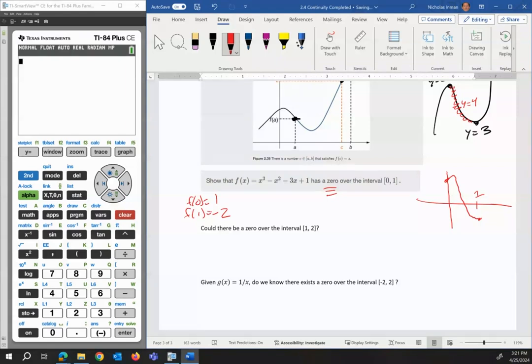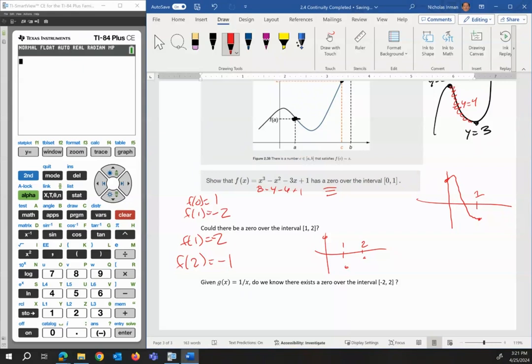Could there be a 0 from 1 to 2? Well, we already know f of 1 is negative 2. If we plug in 2, that'd be what? 8 minus 4 minus 6 plus 1. 4 minus 6 is negative 2 plus 1 is negative 1. So let's take an idea of what our graph is. We were up here, we were down here, and now we're here.